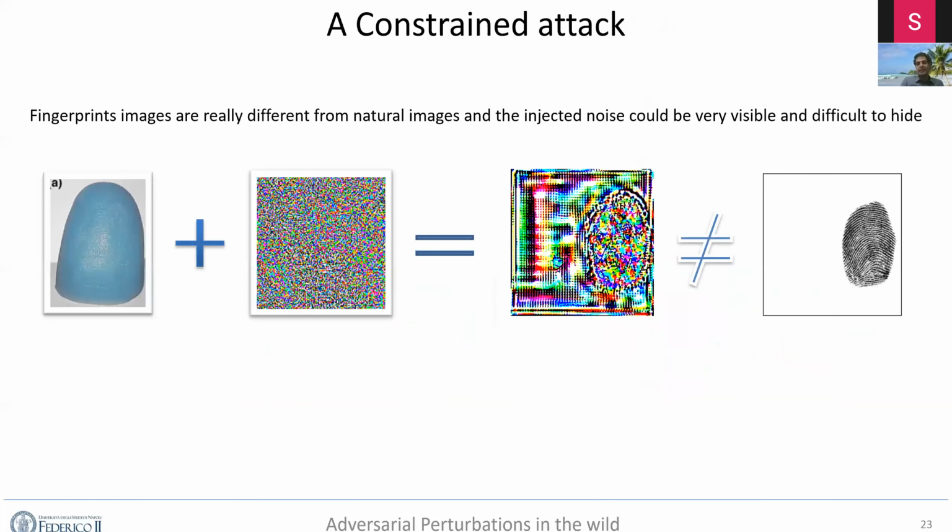And the point is that, as I was saying, fingerprints are very different from natural images. So if you apply a classical adversarial perturbation algorithm to a fingerprint image, you obtain something like that. This picture, I can tell you, is totally able to mislead almost any type of liveness detection algorithm, but this is very different from a real fingerprint. So any kind of human operator will quickly say that this is not a real fingerprint.